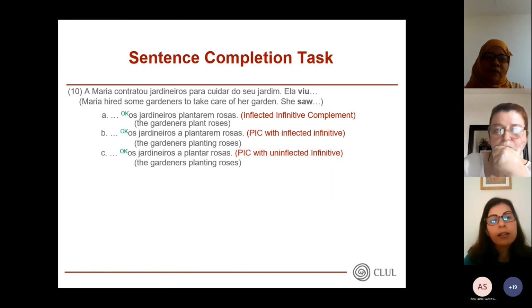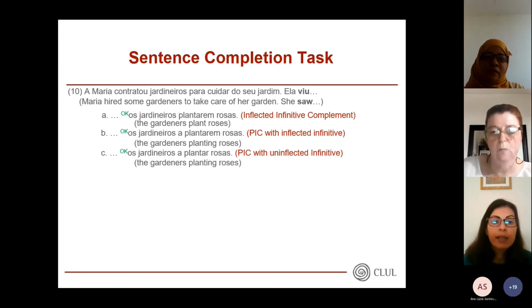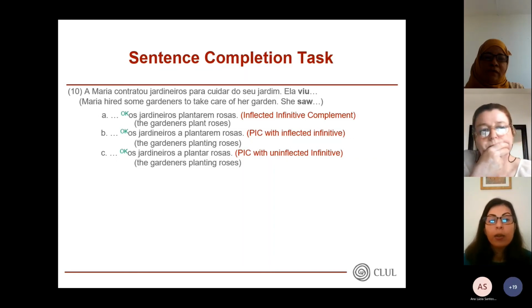So first, the first condition was sentences with perception verbs. So we had something like, Maria hired some gardeners to take care of her garden. She saw, and this sentence could be completed with 3 options. The first one was an inflected infinitive complement. The second, PIC with inflected infinitive. And the third, PIC with an inflected infinitive. In the case of the condition with perception verb, all 3 options were correct in Portuguese.